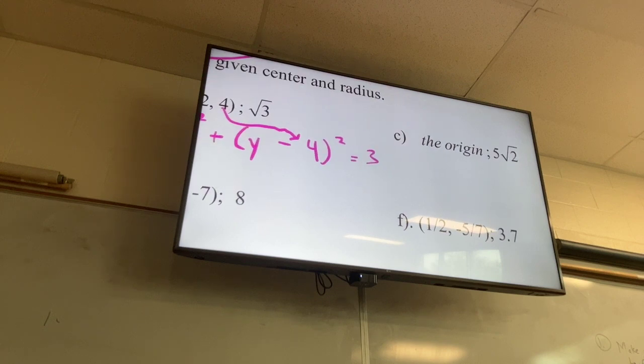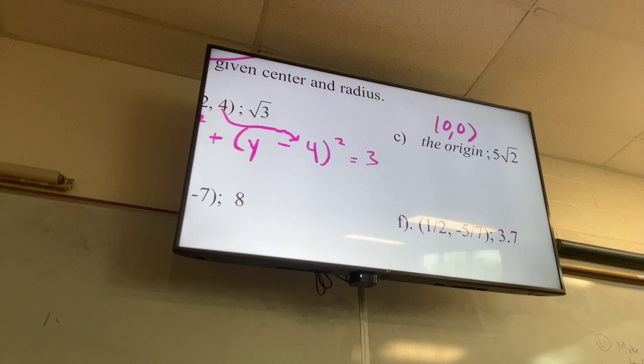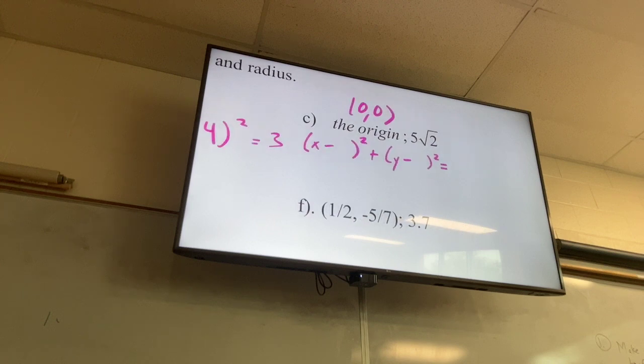What point is the origin? Yeah, the origin is 0, 0, right? So write your little shell. Copy the 0 in here, copy the y in here, and then 5 root 2 squared. The whole thing is squared. 5 root 2 in parentheses squared. My 5 root 2 needs to be in parentheses. What is 5 root 2 squared? It's 50, right?